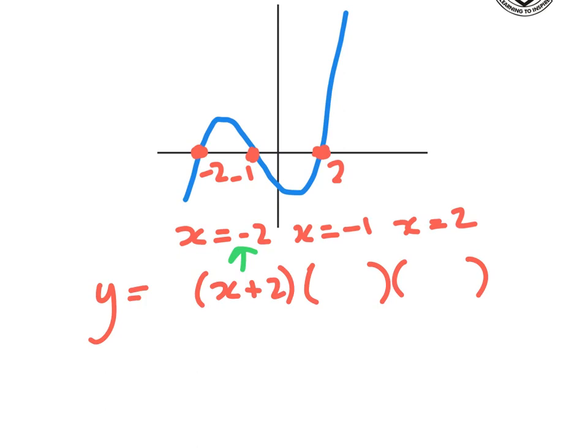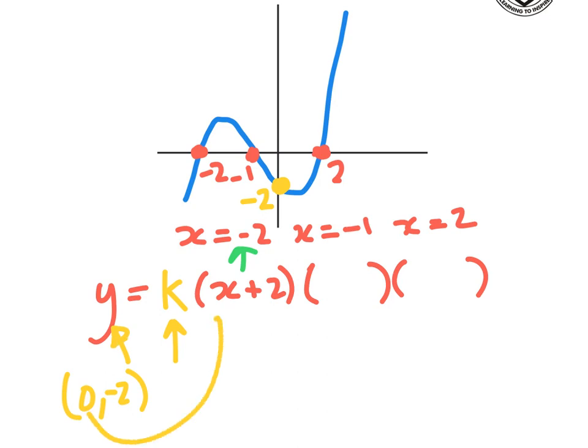However, it's not quite as simple as that, because remember, we need to work out what that value k is. How are you going to do that? We're going to use this point here, which is -2. So we're now going to substitute 0, -2 into this formula. We're going to put -2 where y is, and then we're going to put the 0 where the x's are. And if you do that, that'll let you work out what k is, so you can get the answer.